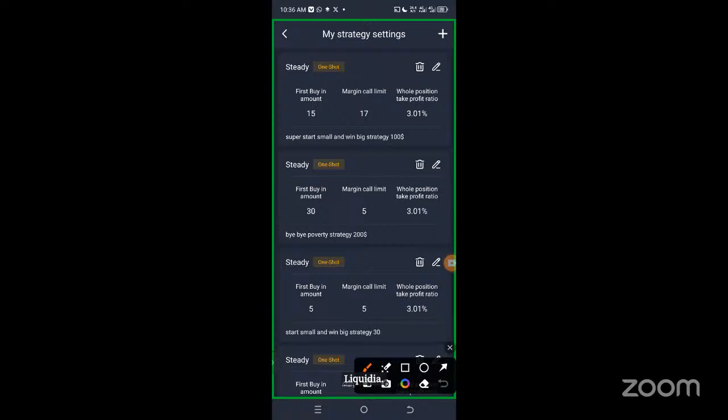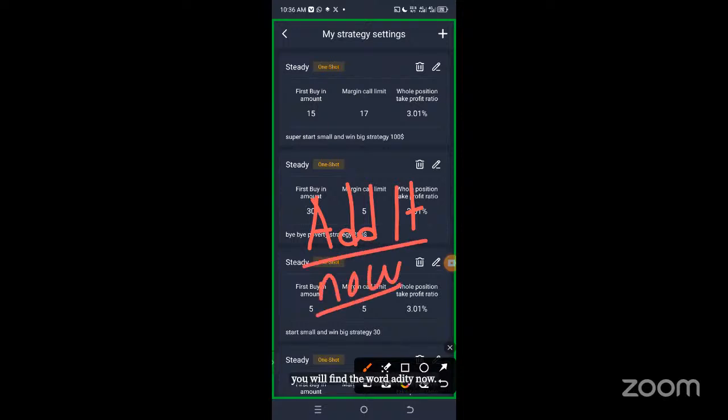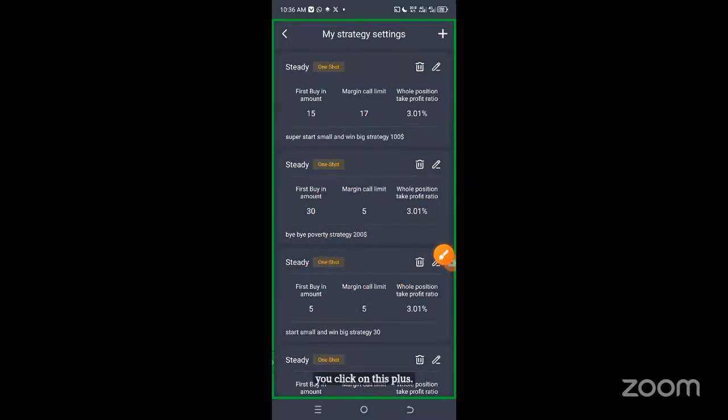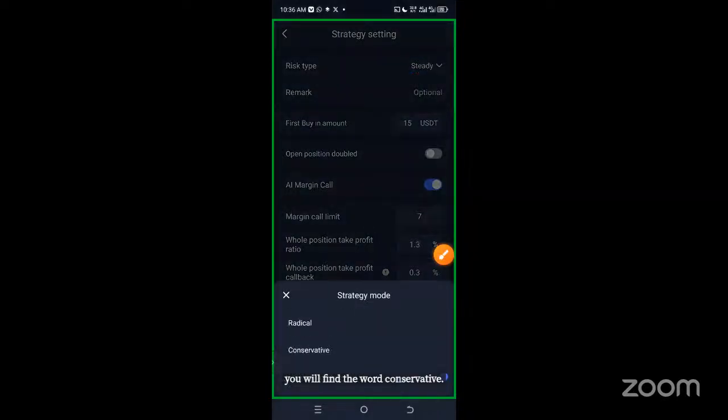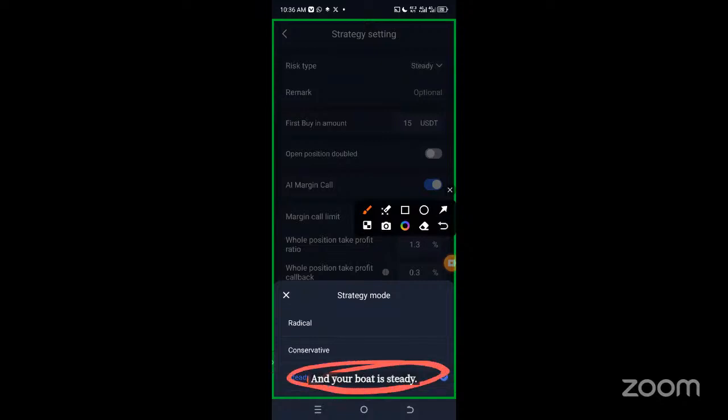Then, if you have not saved any strategy, you will find the words add it now. If you have saved a strategy, you click on the plus. iPhone users, here you will find the word conservative. Make sure you change from conservative and put the robot in steady.